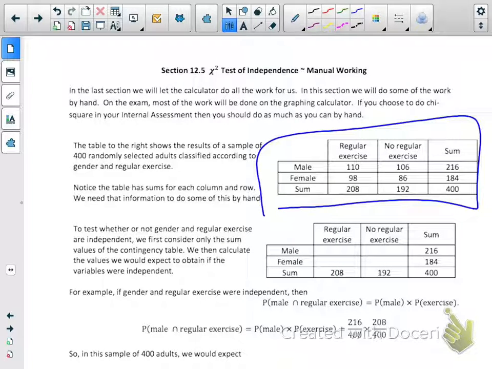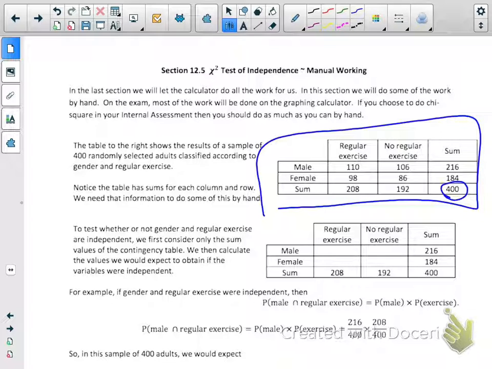Notice now we have sums that were not in the table before. So it's just summing up the columns and the rows. So the males, we have 210 plus 106 is 216, and so on with the females. The exercise, 110 plus 98 is 208, summing up the exercise there. And then a 400 total. Those are all important numbers that we need there. Now these are our observed values.